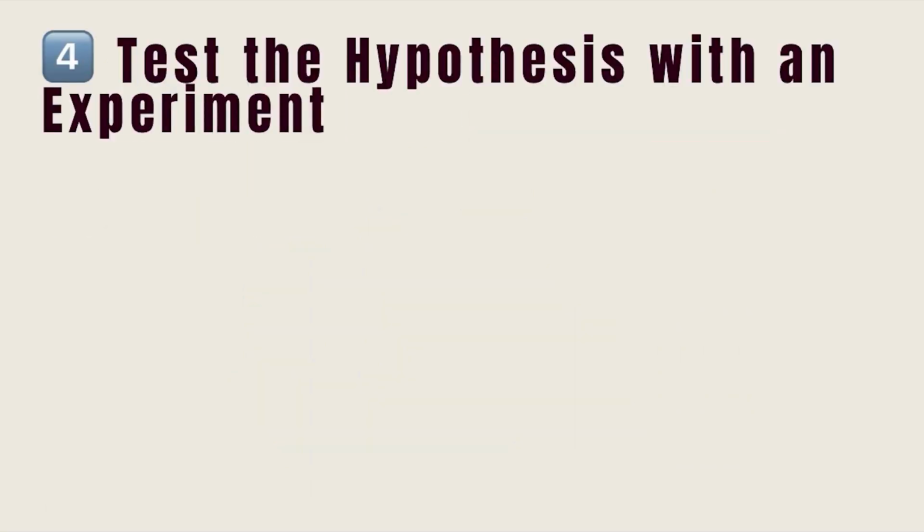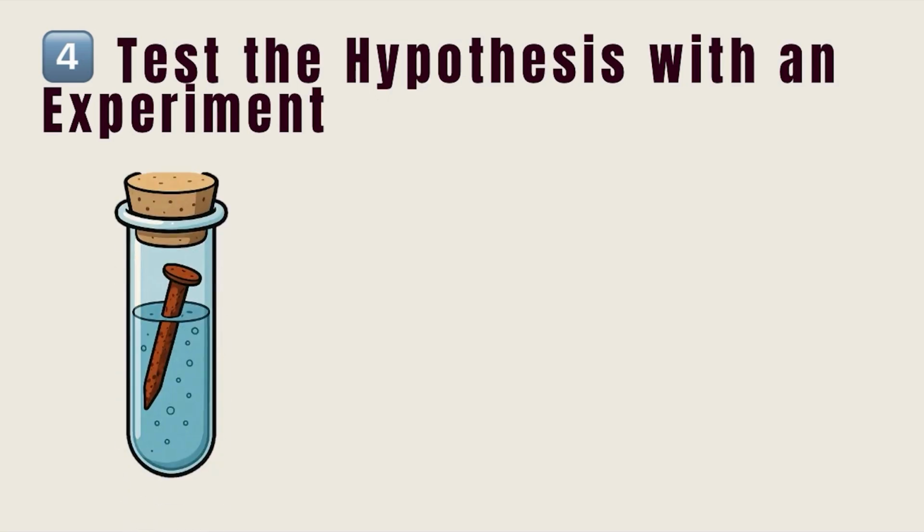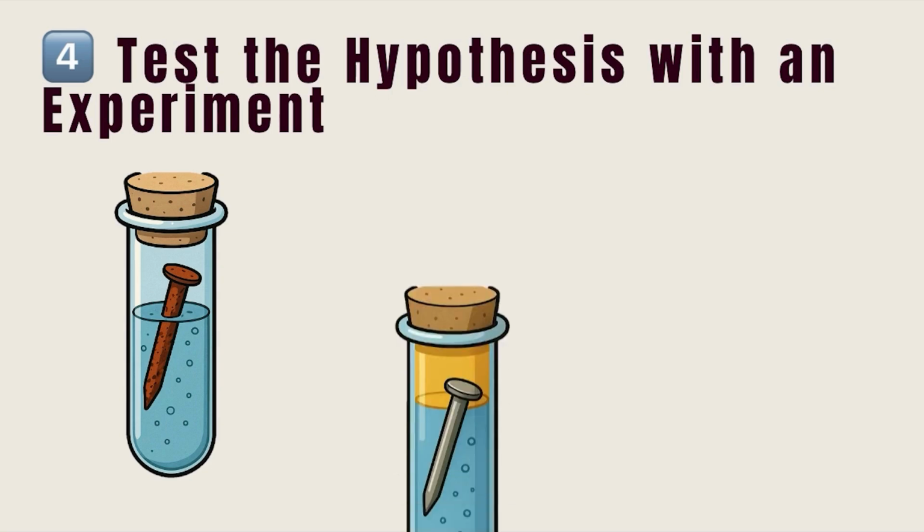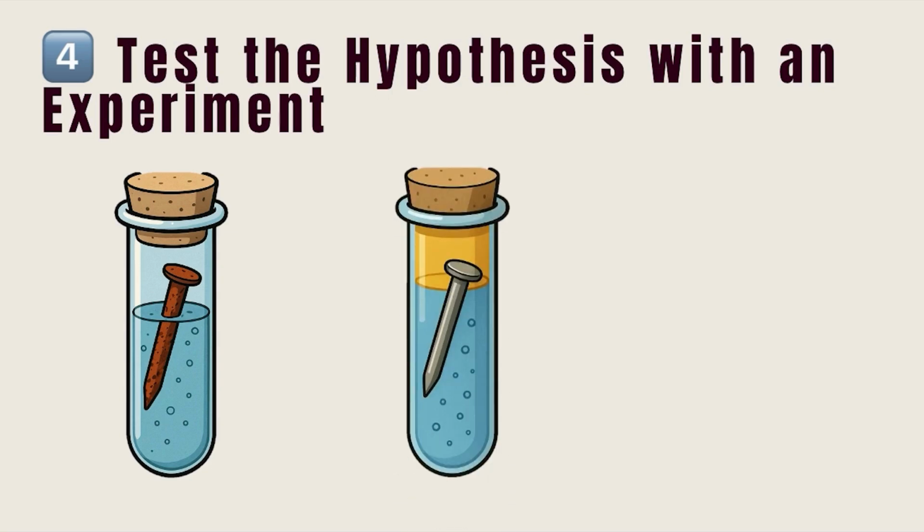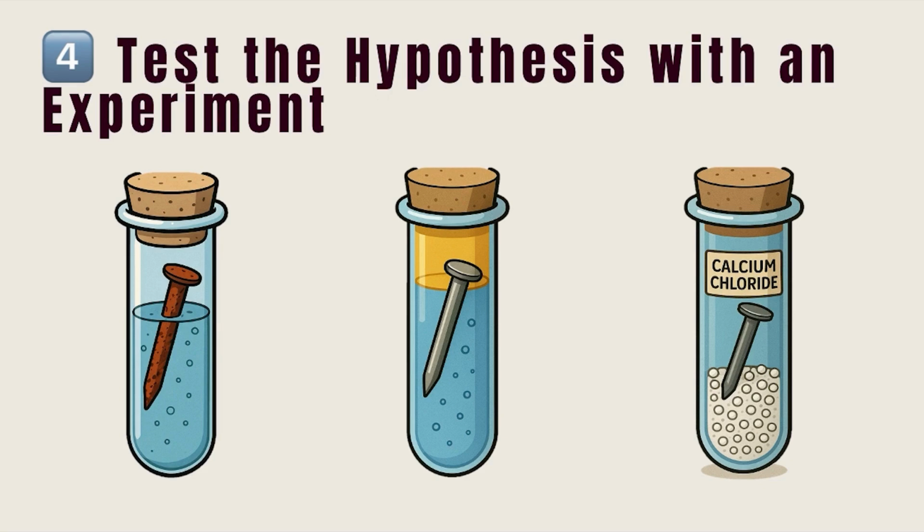The next step is to actually test our hypothesis. Here, we'll test our hypothesis using an experiment. In this case, we're going to have three test tubes. The first test tube will contain water and a nail. The second test tube will contain a nail, water, and oil. The last test tube is going to contain calcium chloride, a nail, and air.